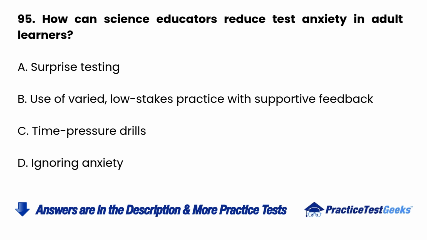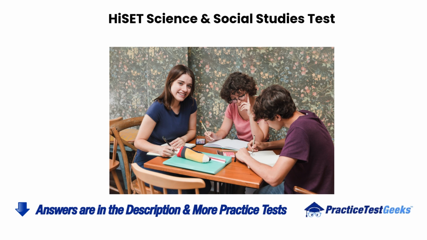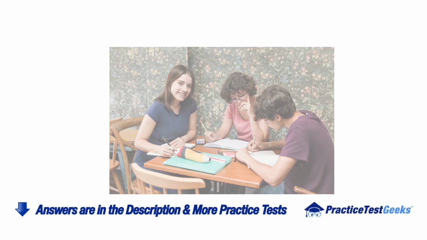95. How can science educators reduce test anxiety in adult learners? A. Surprise testing. B. Use of varied, low-stakes practice with supportive feedback. C. Time pressure drills. D. Ignoring anxiety.